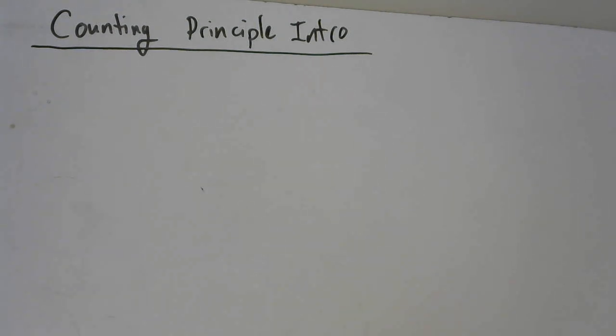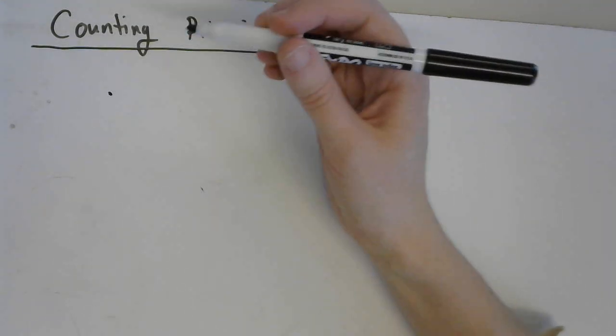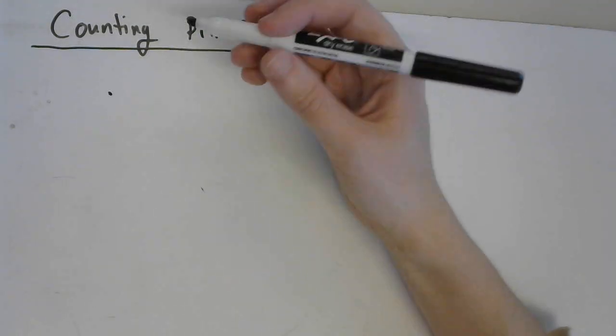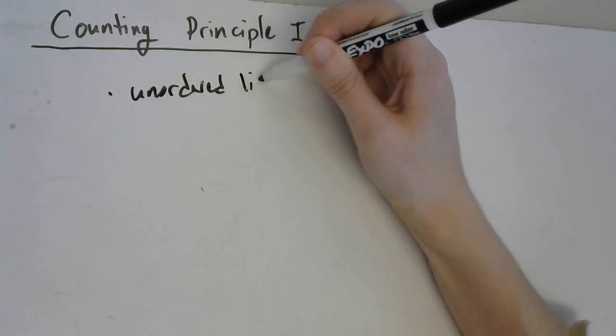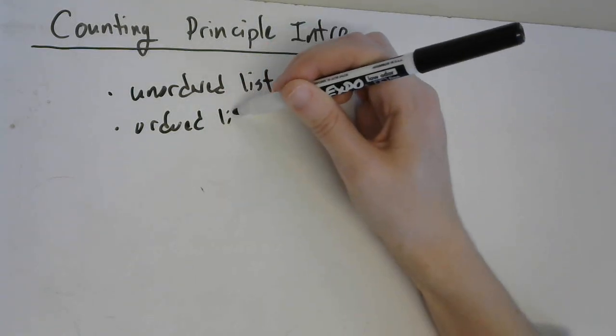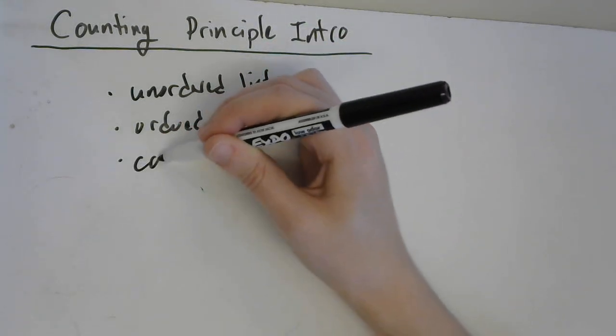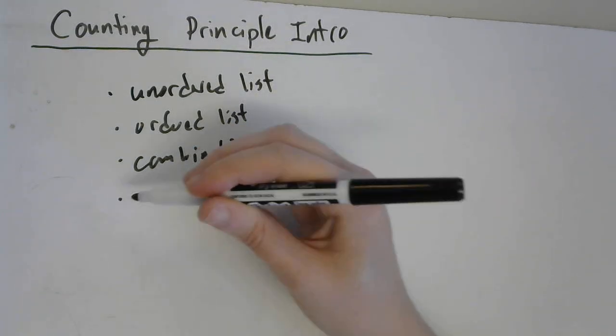Hello all! So, today we're going to be looking at an introduction to some counting principles. So, we've already seen some ideas of our basic counting sorts, so like unordered list, ordered list, combination, and permutation.